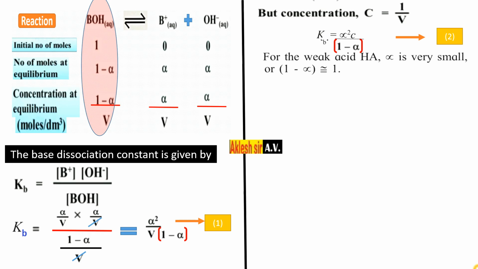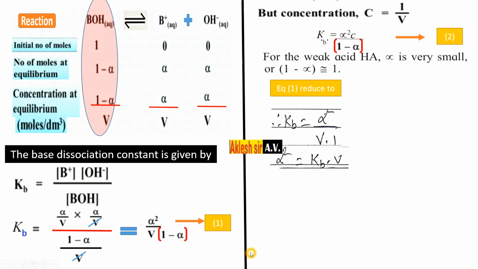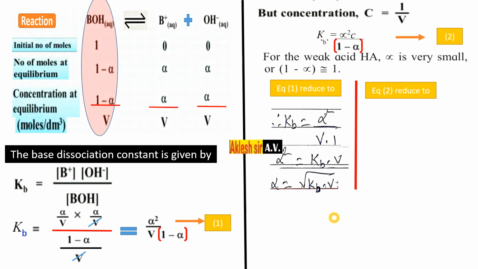Now we will simplify this. For a weak base, the alpha, the degree of dissociation, is very small. So we will assume that the 1 mole is approximately 1 mole, since there is very little dissociation. Almost it is the same. So in both equations, instead of 1 minus alpha, we will write 1. Then equation 1 reduces to Kb equal to alpha square upon V, so alpha square is equal to Kb into V. Alpha is equal to root of Kb into V.